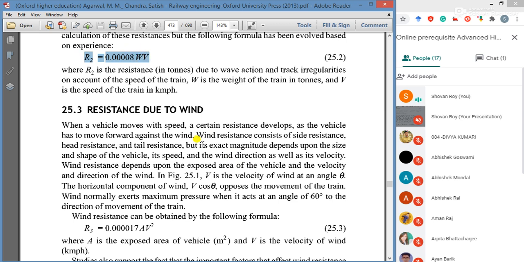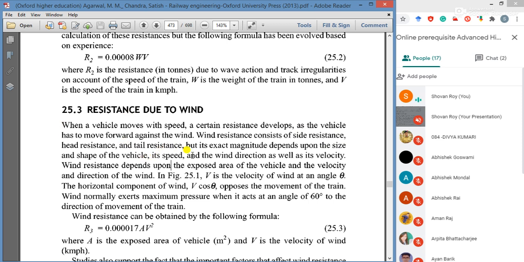R2 equals 0.0008 WV. Resistance due to wind, third number resistance. When a vehicle moves with speed, a certain resistance develops as the vehicle has to move forward against the wind. Wind resistance consists of side resistance, head resistance, and tail resistance.